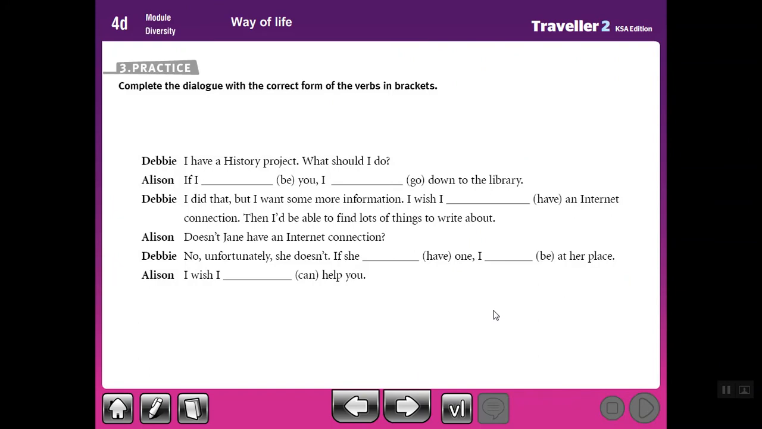Now, let's go to the practice. Your student book, page 55. Practice. Complete the dialogue with the correct form of the verbs in brackets. I have a history project. Project here is like a school assignment that may need some research, maybe on the internet or from books.